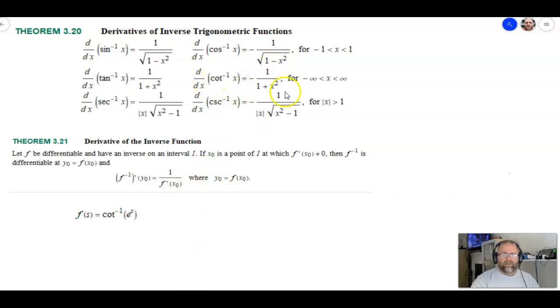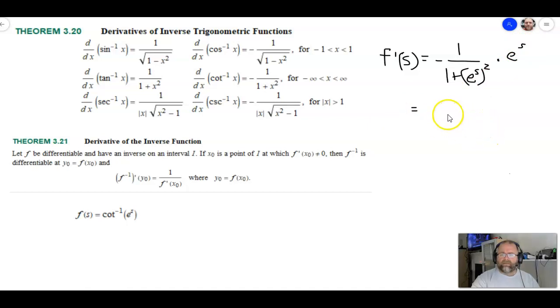we're going to use this formula here, except wherever there's an x in here, we're going to replace it with e to the s. So f prime of s is going to be equal to negative 1 over 1 plus, and this is e to the s squared, and then we are going to multiply this by the derivative of e to the s. And remember, the derivative of e to the s is just e to the s.